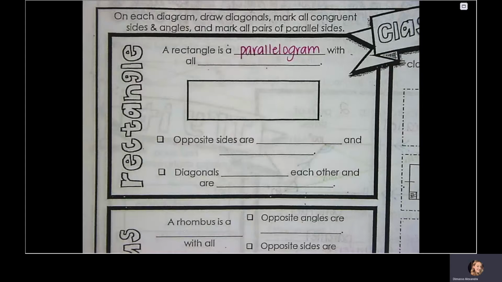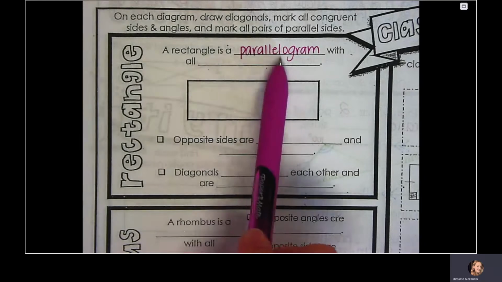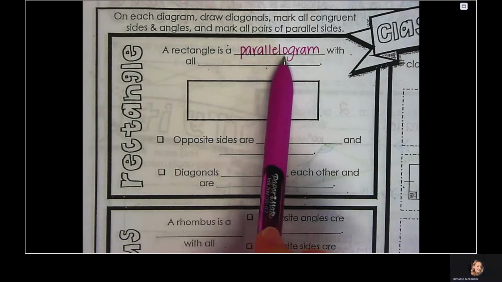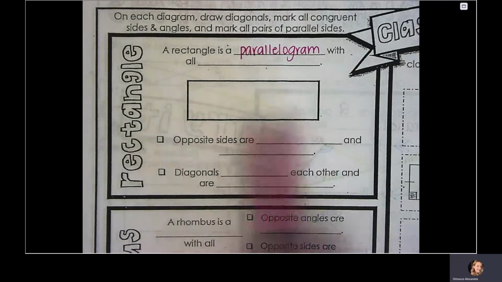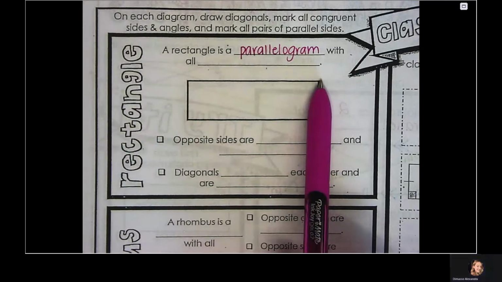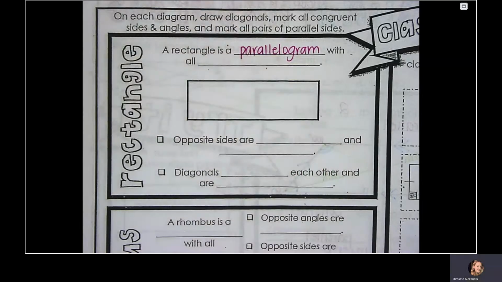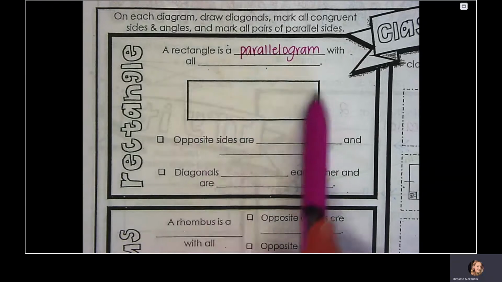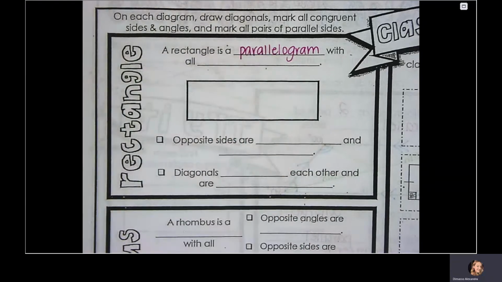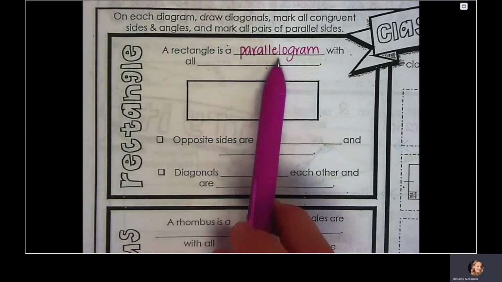Remember, parallelogram means you've got two pair of parallel sides, and some sides are congruent as well. So rectangle is a parallelogram that has all, what type of angles are in a rectangle? What kind of angles are in a rectangle? What type of angles are these? They're all right angles. Good. So a rectangle is a parallelogram with all right angles.